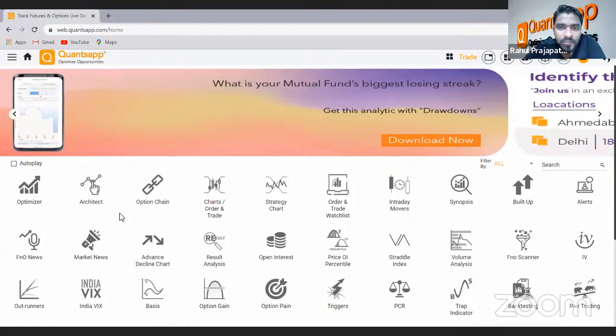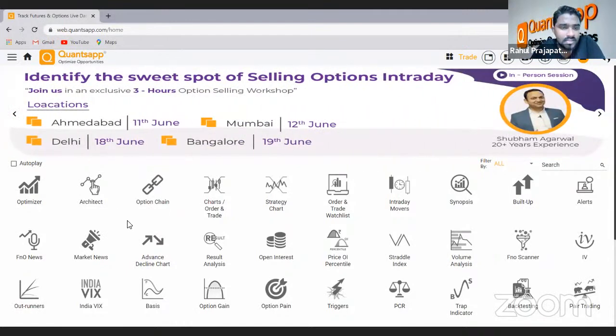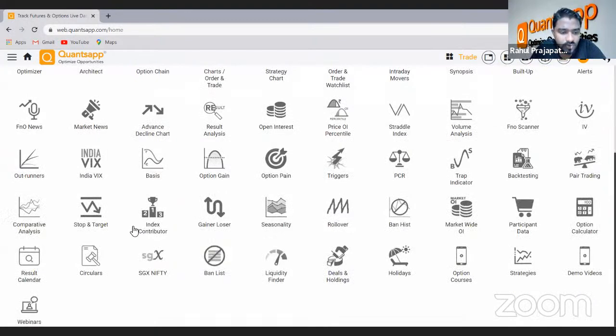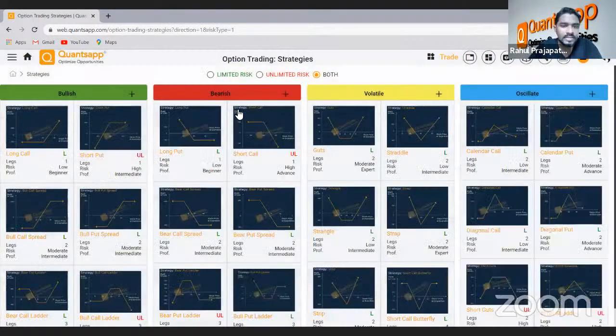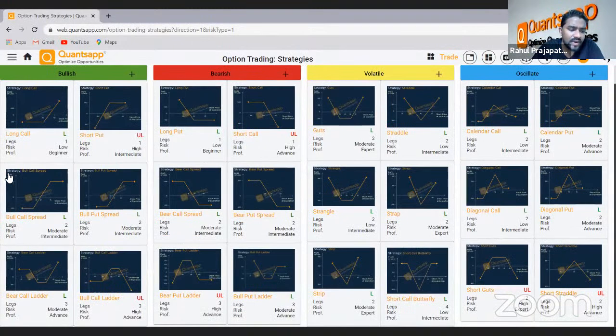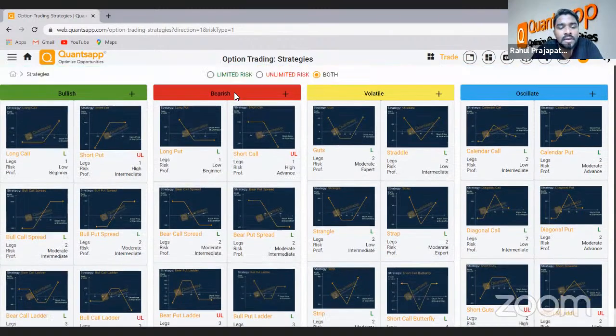So first, we are talking about the strategies. How to make a strategy? Let me show you what we need to focus on first. Go to the strategies. We have 4 types of views in the market. The first is bullish. That means we have a bullish sentiment in the market, anticipating the market might go up. For that sentiment, we have some defined strategies, like long call, short put, bull call spread, bull put spread, and these kinds of strategies.